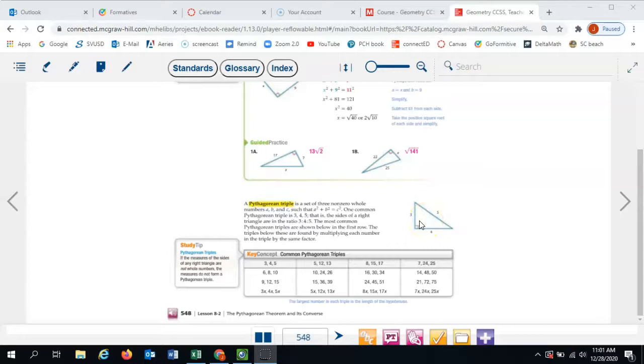And you'd see that it does fit our Pythagorean theorem if you were to plug that in. 3 squared plus 4 squared equals 5 squared. Right, and so that's where these triples come from. So these are the ones that come out to be whole numbers, not decimals.